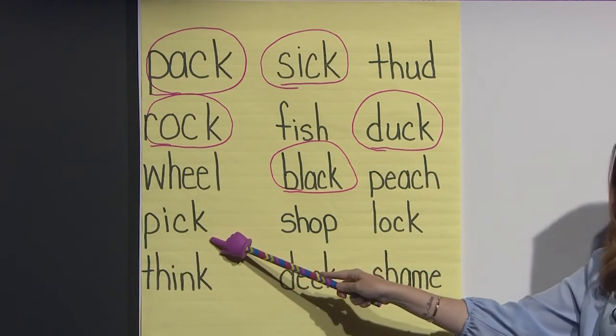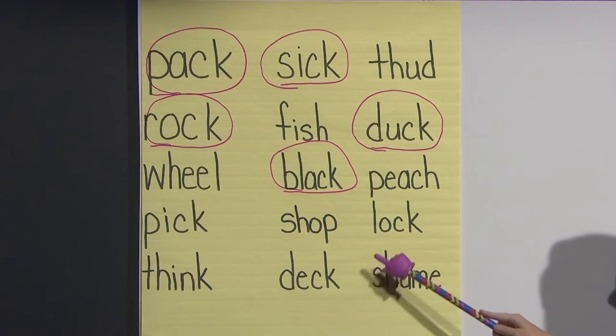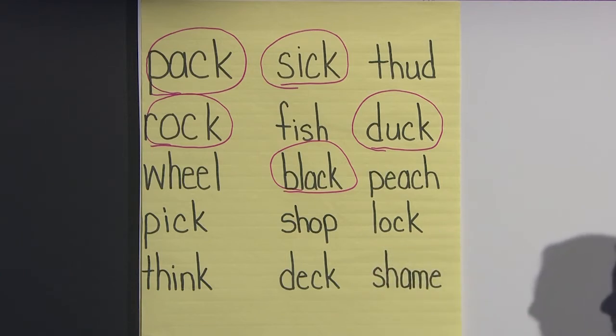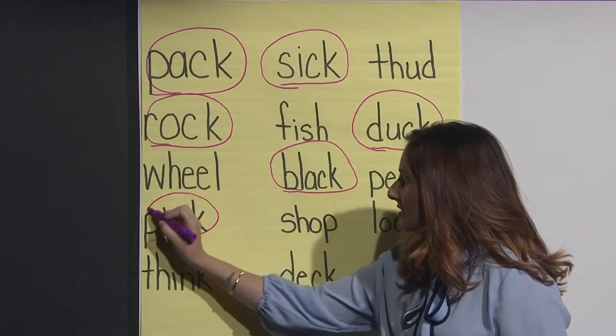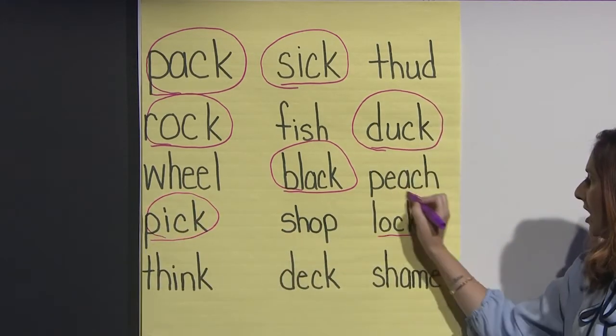Let's do the same for the next two rows. Pick, shop, lock. We do have two. Very good. We have pick and we have lock.